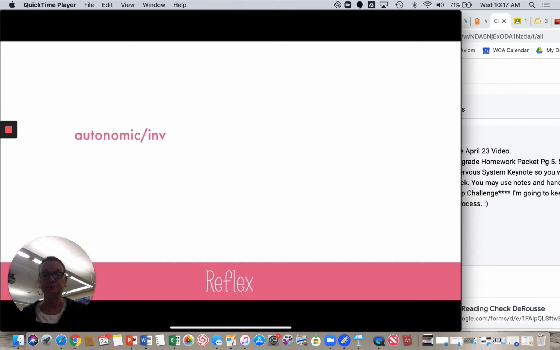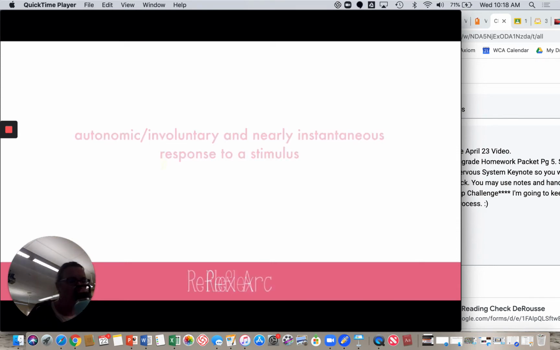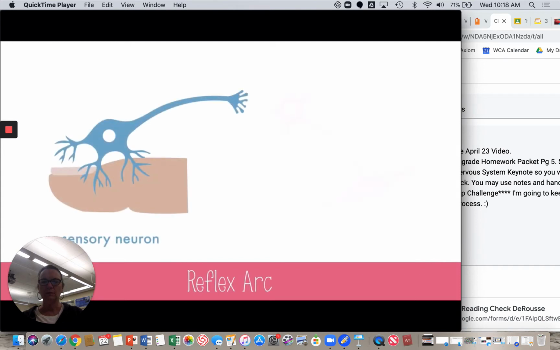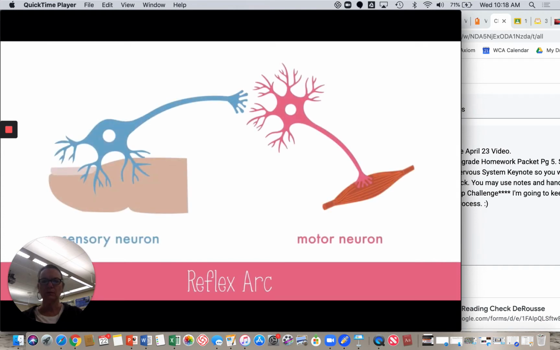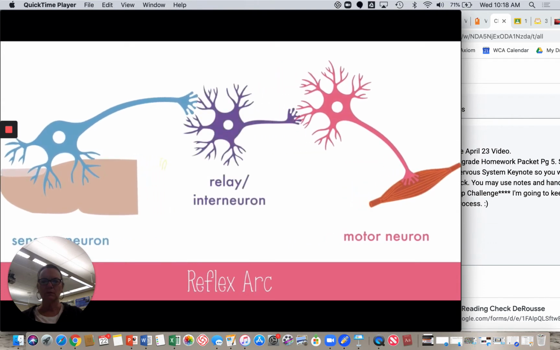Reflexes are autonomic, involuntary, and near instantaneous responses to a stimulus. They do not require conscious thought to occur. The reason for that is made clear when you see which neurons are involved in a reflex. A simple connection of neurons will comprise a reflex arc. The simplest has a sensory neuron and a motor neuron. But many reflex arcs also have a connecting neuron in the spinal cord called a relay or interneuron.